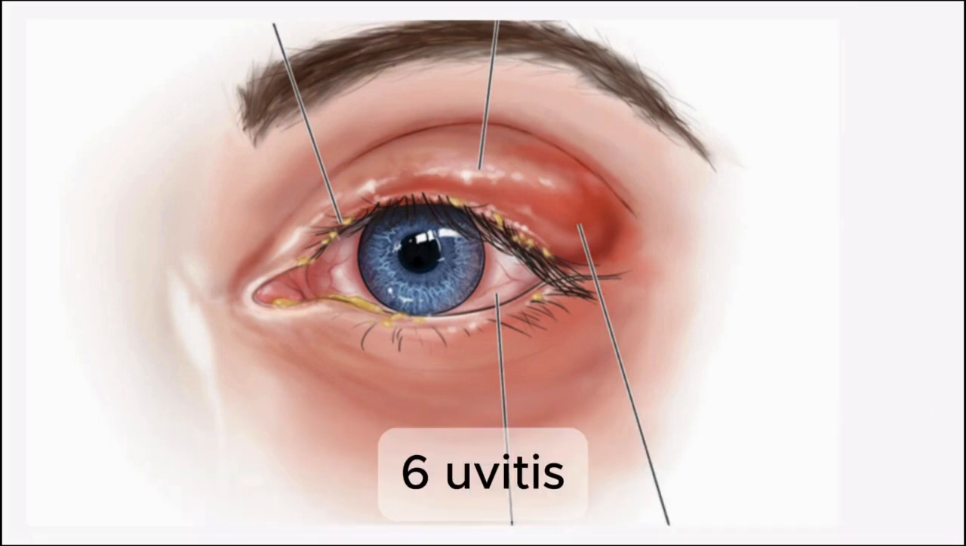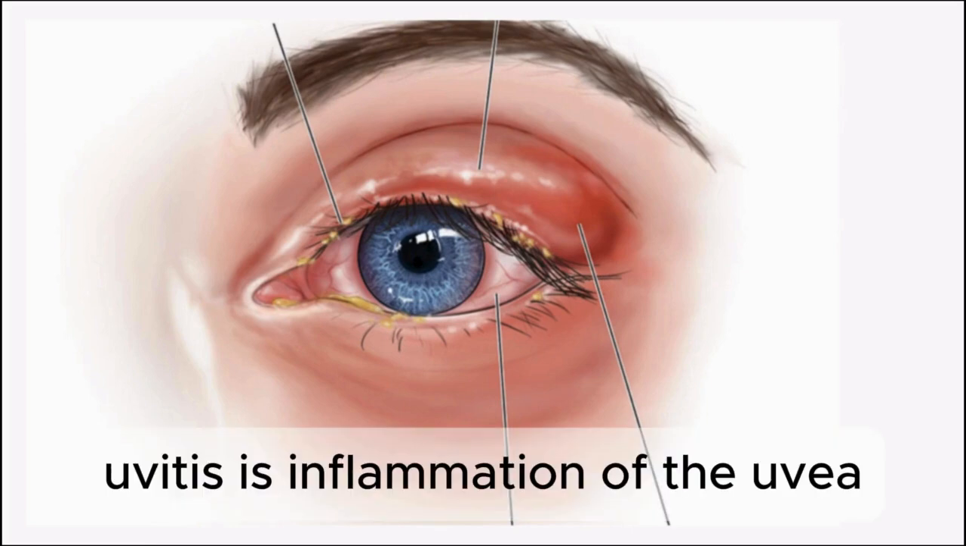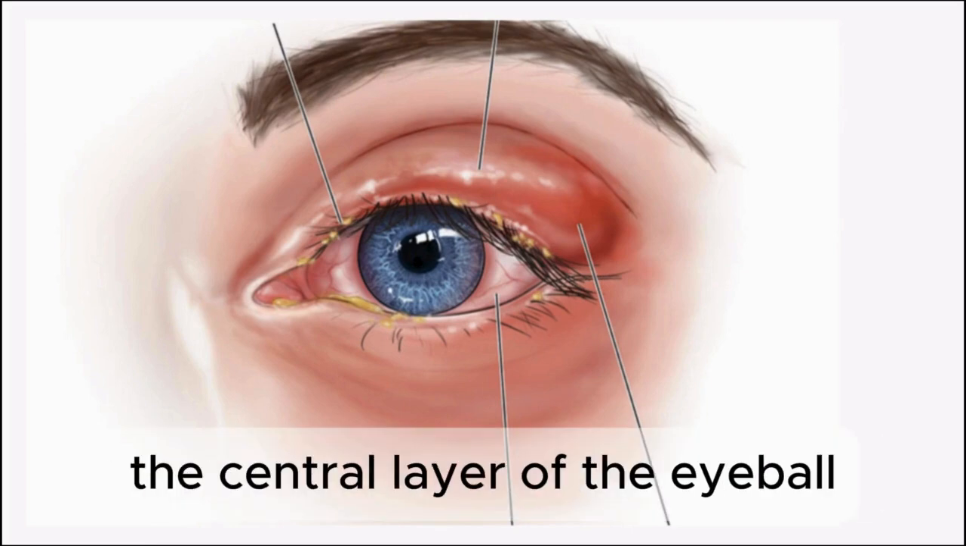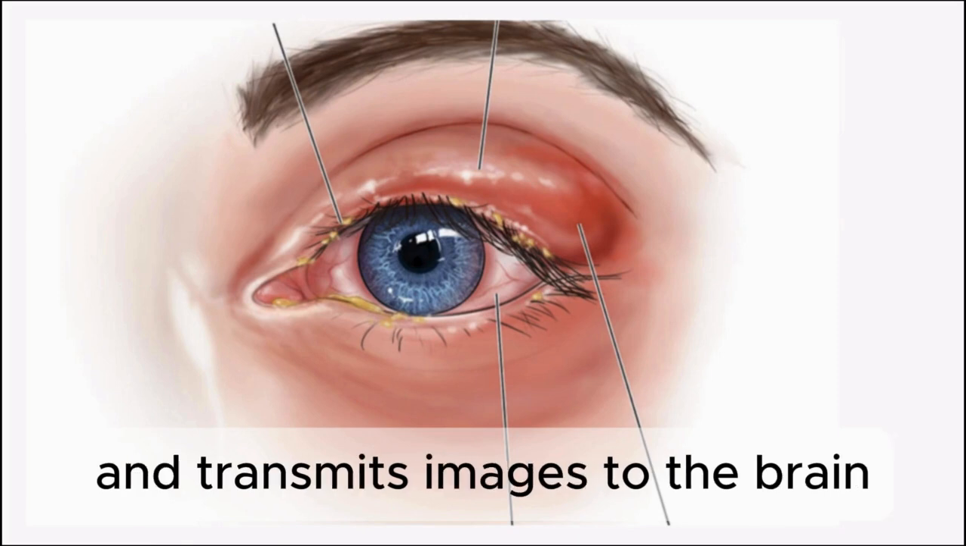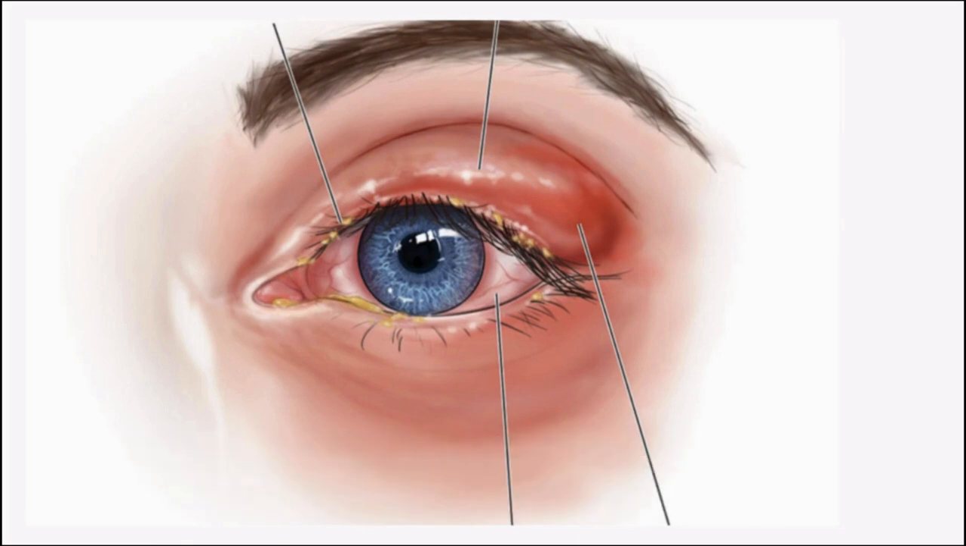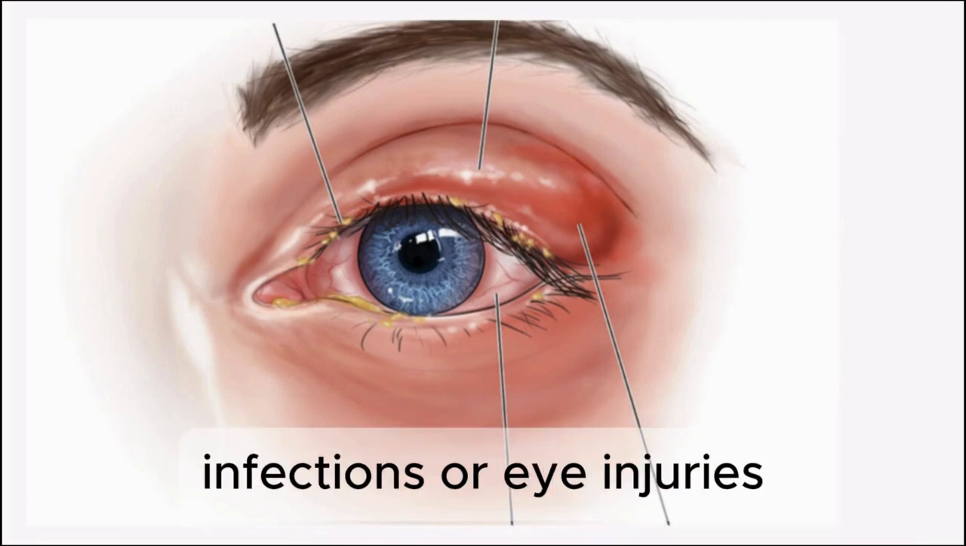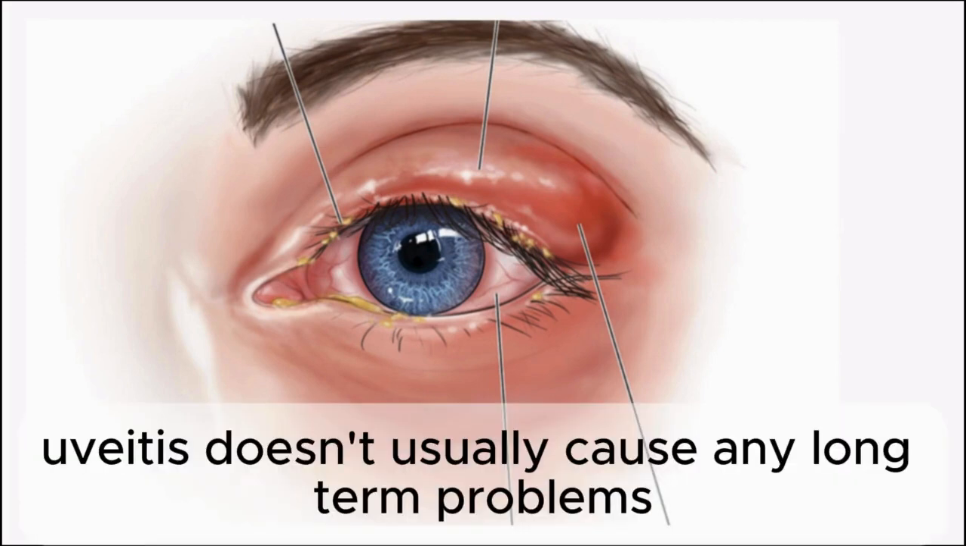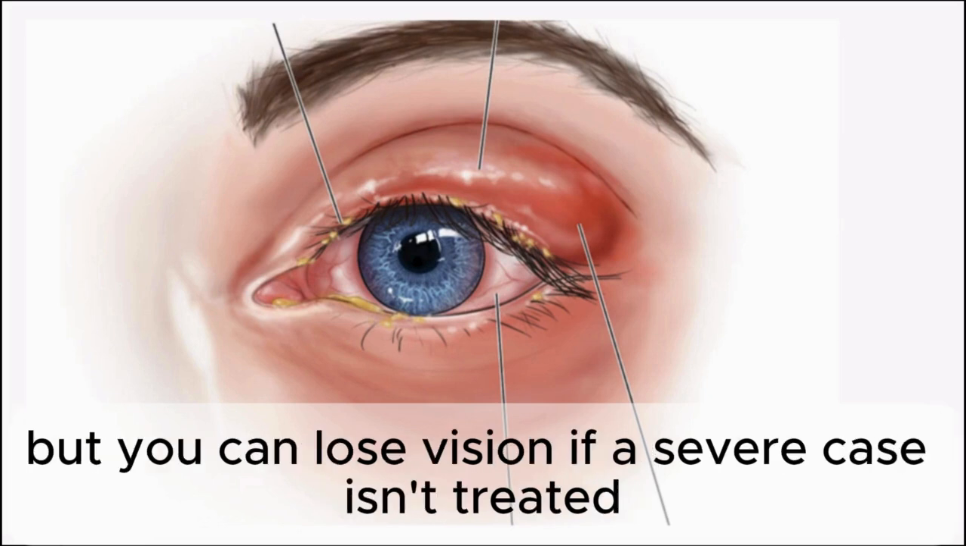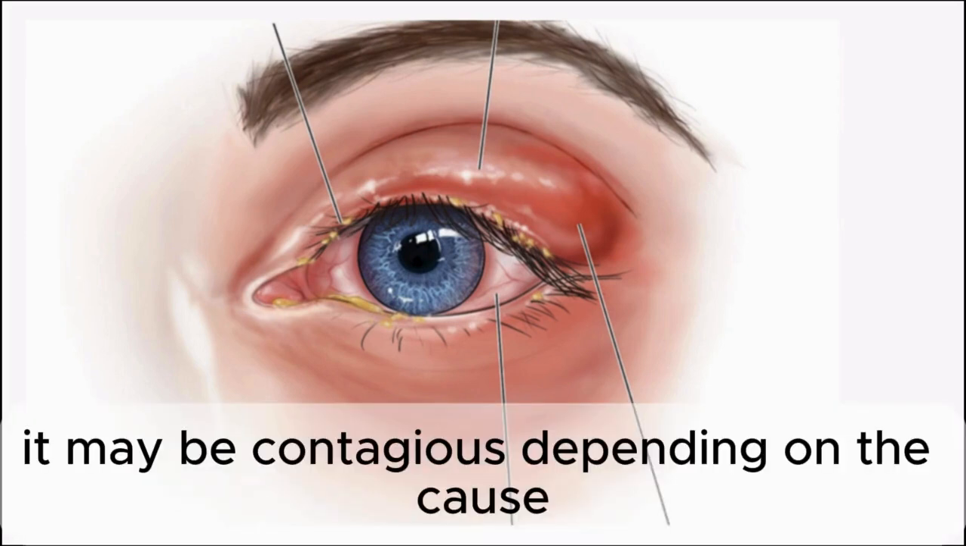6. Uveitis. Uveitis is inflammation of the uvea, the central layer of the eyeball that transports blood to the retina and transmits images to the brain. It can be caused by immune system conditions, infections, or eye injuries. Uveitis doesn't usually cause any long-term problems, but you can lose vision if a severe case isn't treated. It may be contagious, depending on the cause.